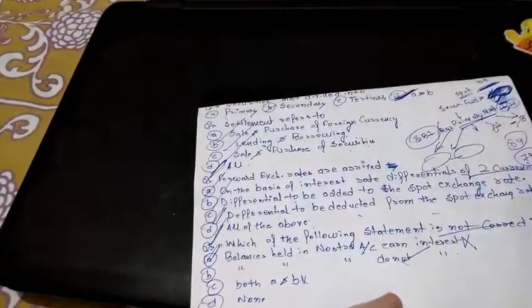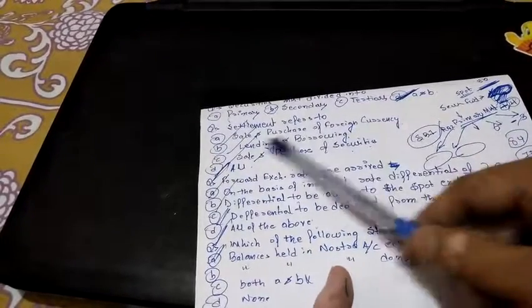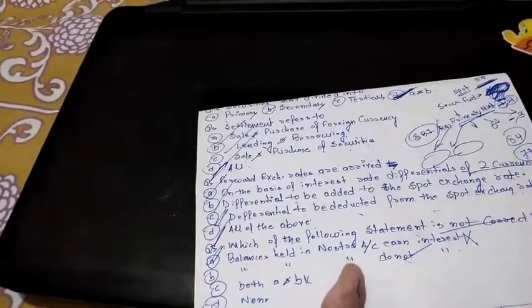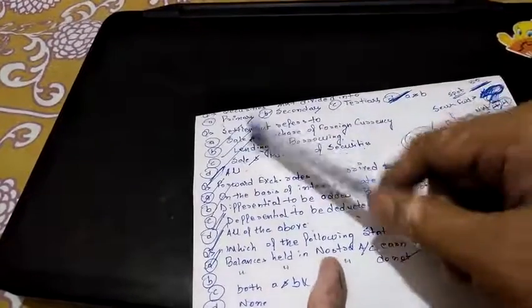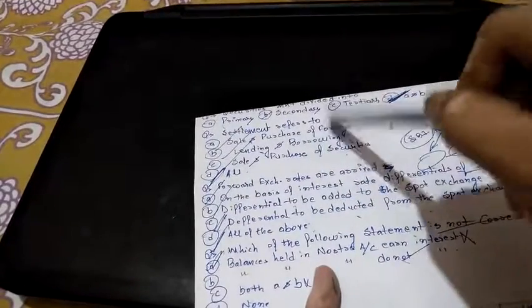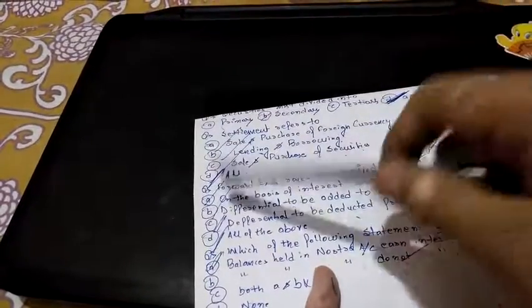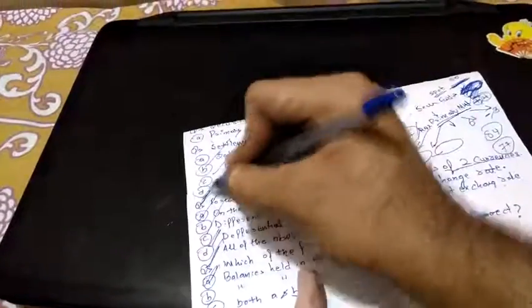Settlement refers to. Option A is sale and purchase of foreign currency. Yes. Settlement means to complete the transaction. That's it. Sale and purchase of foreign currency is an example of settlement. Lending and borrowing. Yes, this is also an example of settlement. Sale and purchase of securities. Yes, this is also an example of settlement. So the option is D.